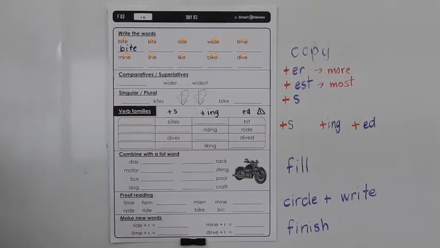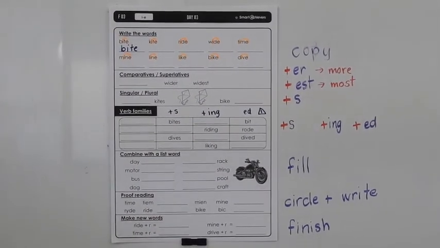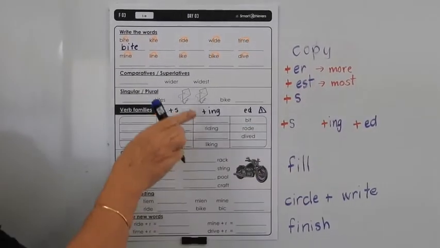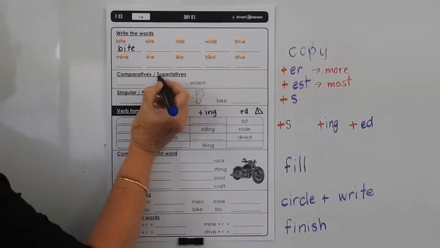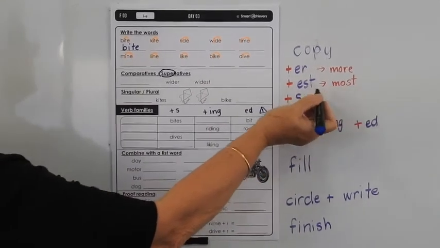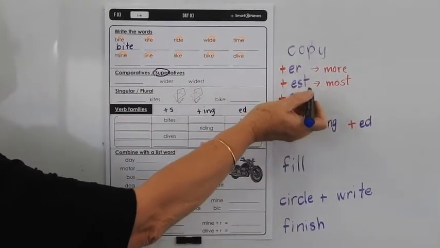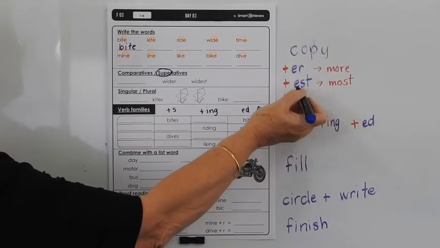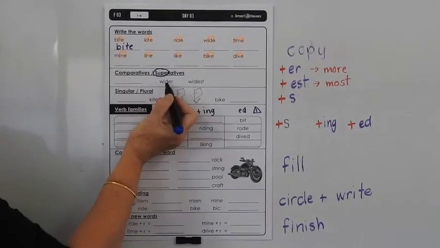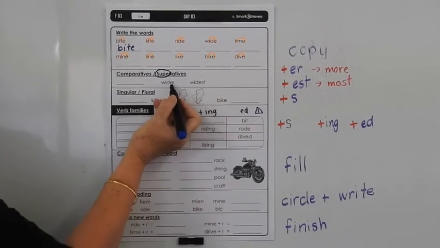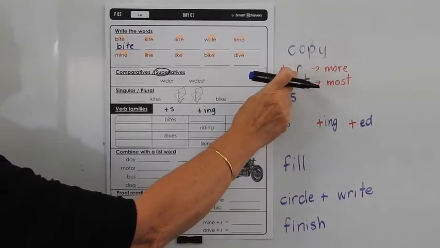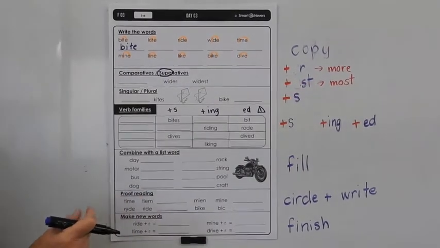Comparatives and superlatives: when we compare two things we're talking about which one is more, and when we're doing superlatives we're looking at a super group or a bigger group of things and we're talking about the most. So when we want to say more we add ER, when we want to say the most of something we put EST, quite often at the end of a word. So we have wide, wider, widest. If the E is already there, you don't have to add another E. You just have to add the R or the EST.